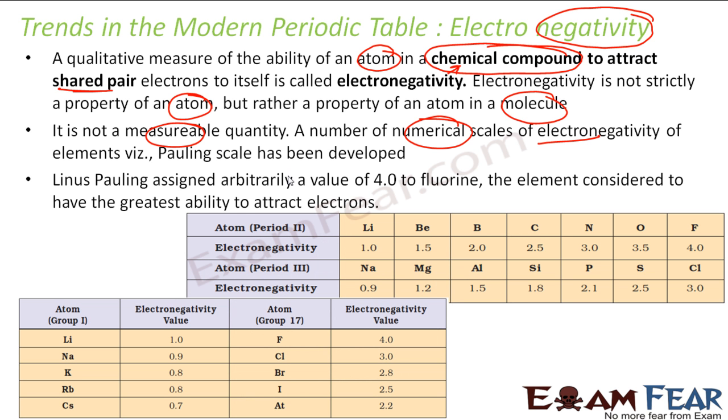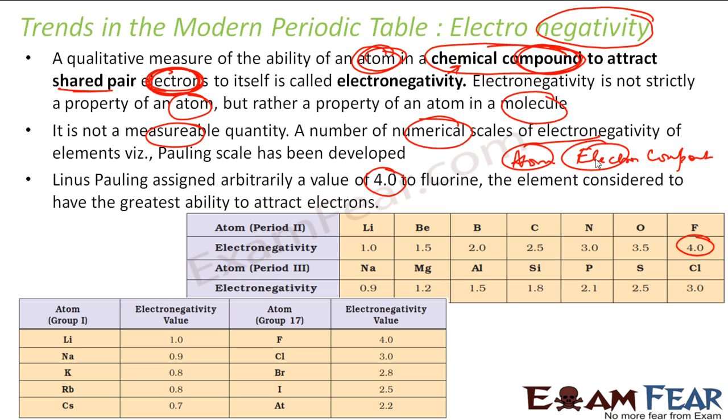So what this person has done is assign an arbitrary value of 4.0 to fluorine, because this is something which is expected to attract electrons the most. Please note, electronegativity is nothing but the ability of an atom in a compound to attract electrons, right? So, atom attracting electrons in a compound. Please note, three words are very critical here: atom attracting electron in a compound.